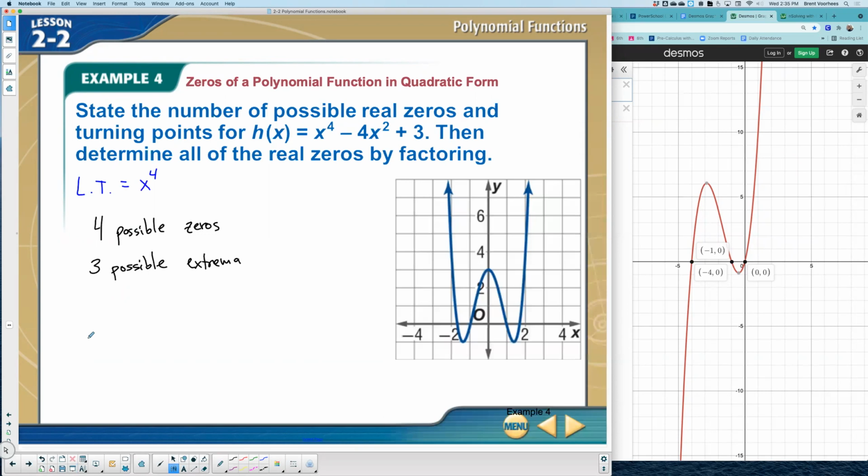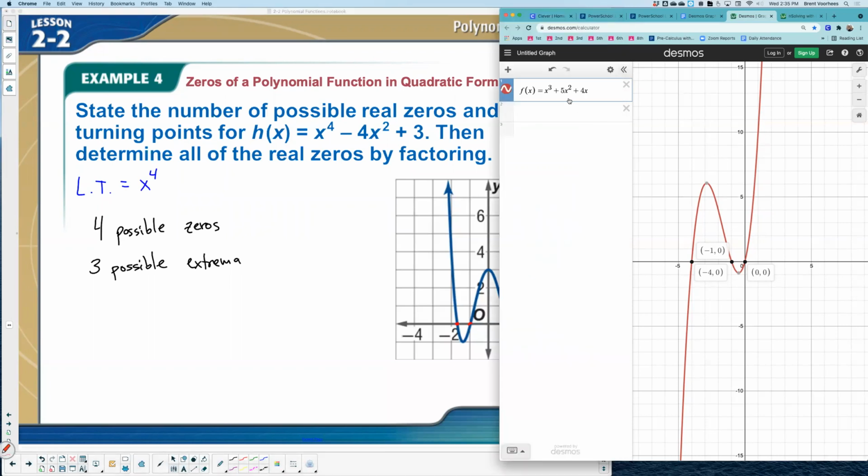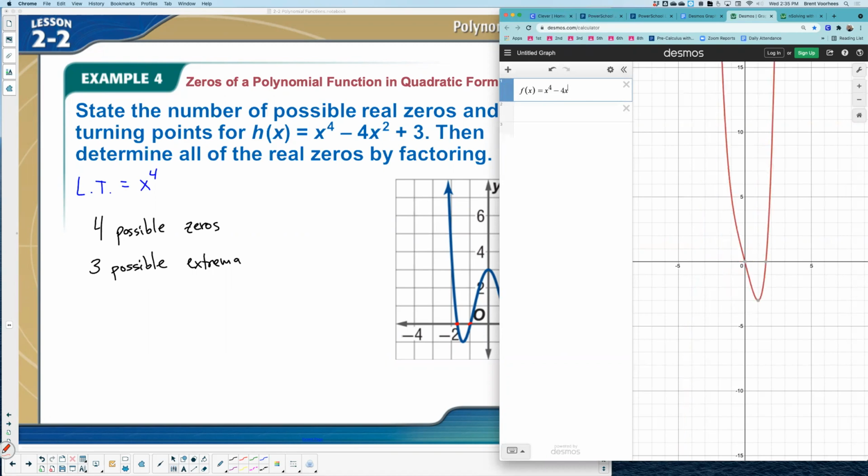As you look at this picture, how many real zeros do you see? 4 real zeros. We don't know where those are. I can get -1 and +1, but I have some decimals. Let's go figure out where those are. I'm going to use Desmos here. x to the 4th power minus 4x squared plus 3. And I'm just going to click these to get my real zeros.